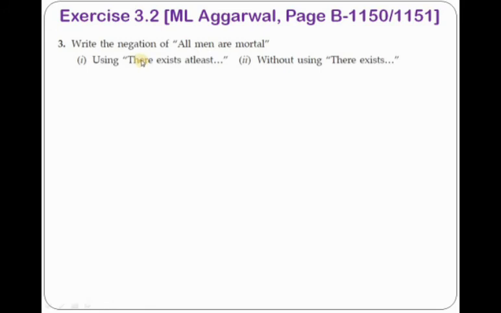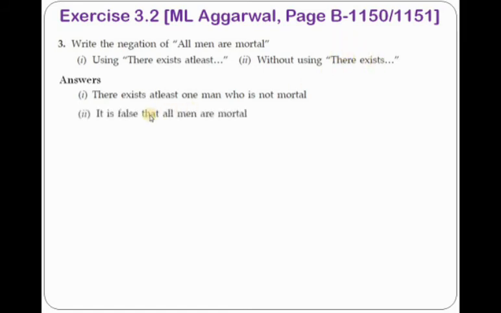So let us make use of "there exists at least." There exists at least one man who is not mortal. All right, now let us not make use of "there exists." It is false that all men are mortal. So both are negations of this particular statement.